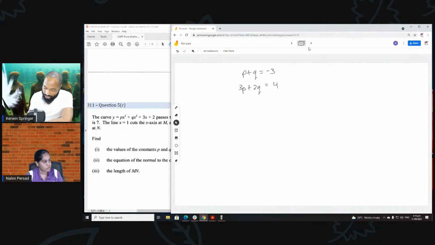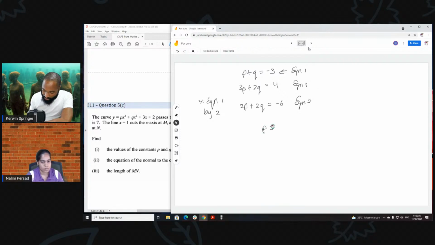And if we multiplied equation 1 by, let's say 2, we'll end up with 2p plus 2q is equal to -6. This is equation 1, by the way. And now we can subtract, I'm subtracting equation 2 minus equation 1, right? I'm seeing that this will go, and I'm getting p is equal to 10. Y'all agree?